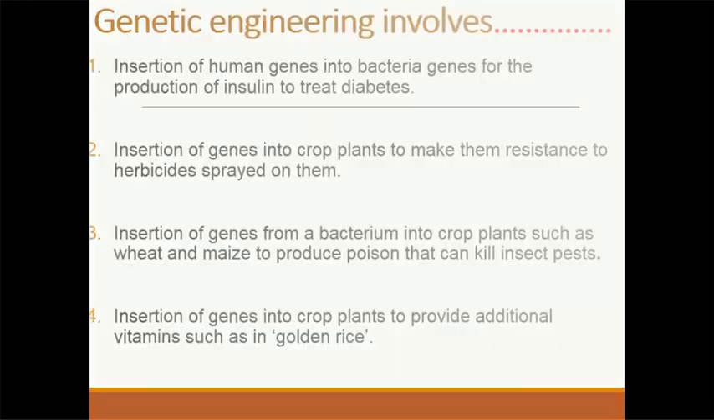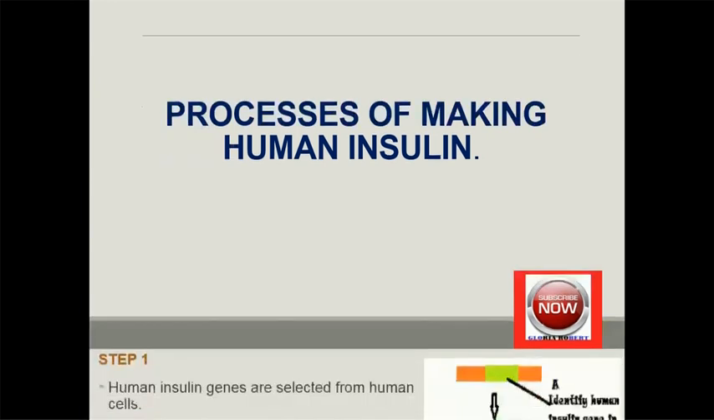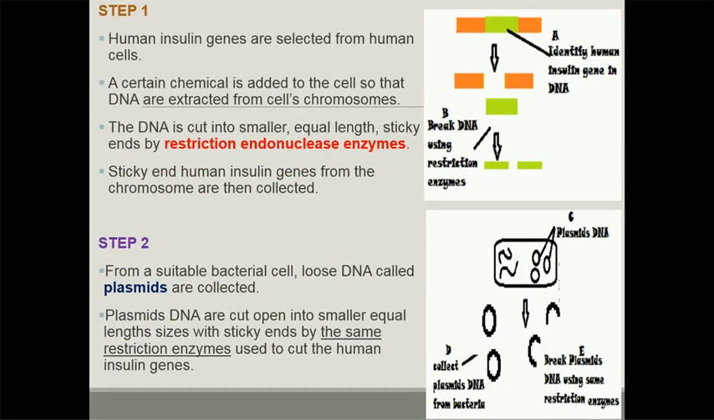Now let's look at the processes involved in the making of human insulin. We shall be discussing the processes in steps. So let's go. Step 1. Human insulin genes are selected from human cells. Now a certain chemical is added to this cell so that DNA are extracted from these cells. Now this insulin DNA is cut into smaller equal length sticky ends by what we call restriction endonuclease enzymes. You can simply call them restriction enzymes. Now the sticky end human insulin genes from the chromosomes are then collected.